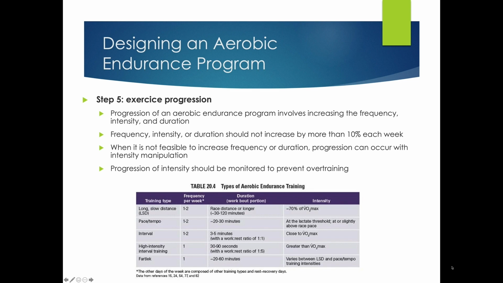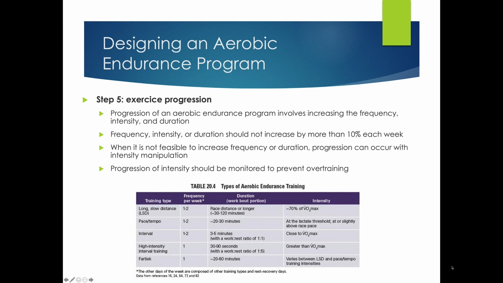And here are the 5 different training types. We're going to go through each one of those. So you've got long, slow distance, pace or tempo, interval, high intensity interval, and then fartlek. And you see the duration down there, the work bout portion, and then correlated over with the intensity.